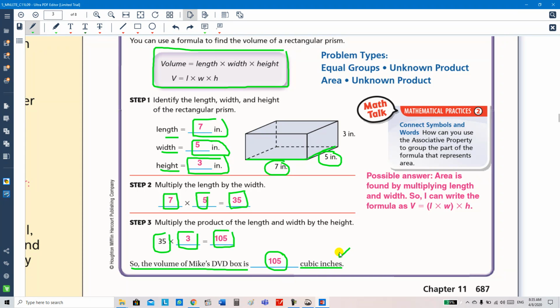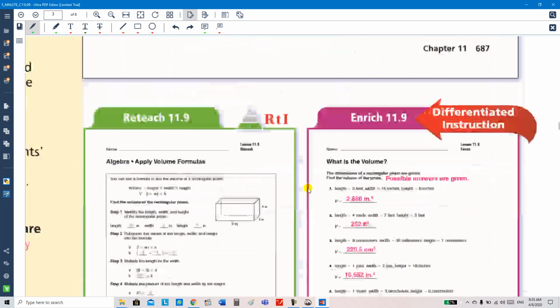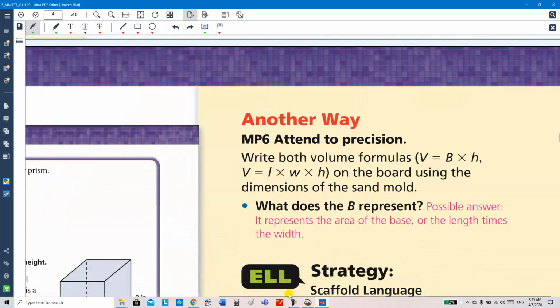Cubic inches here because we are measuring the length and width and height by inch. So we are going to use cubic inches. Okay, so it's about multiplying the dimensions by each other to get the volume. Okay, let's move to the next one.